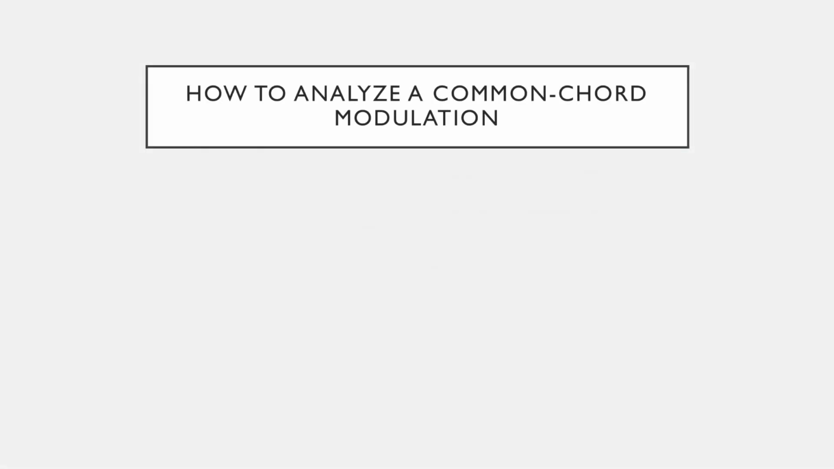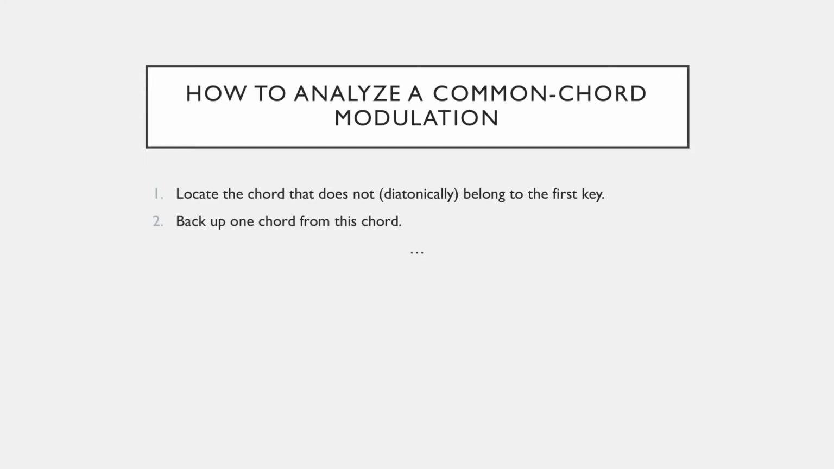How to analyze a common chord modulation? There is a two-step method. Locate the chord that does not diatonically belong to the first key and then back up one chord from this chord. That means go one step back.